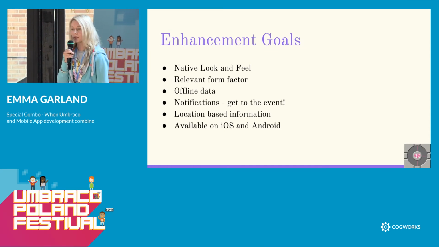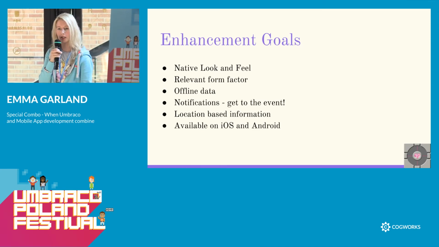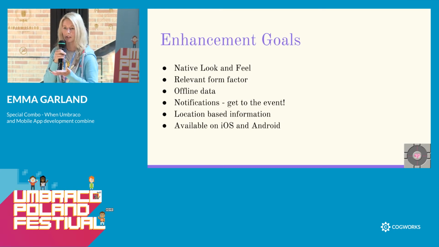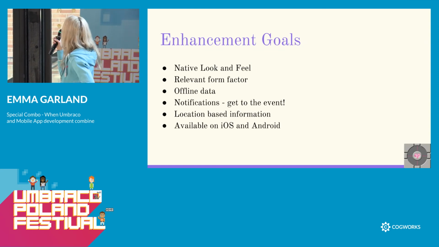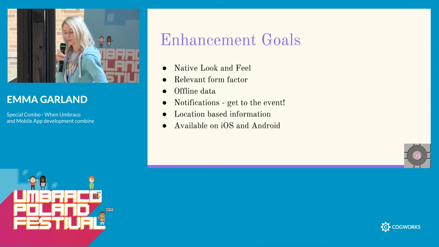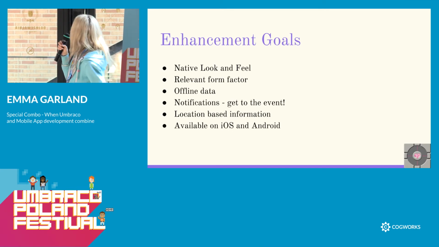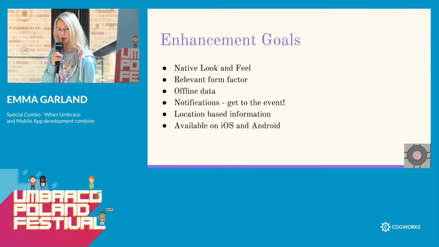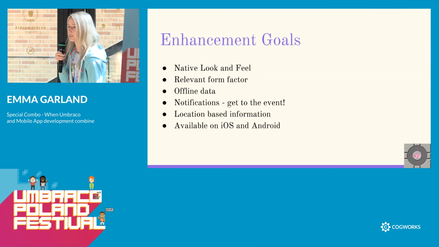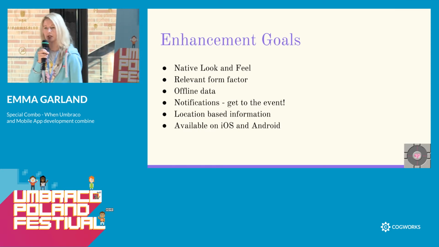We wanted to utilize notifications. We know from Umbraco what time the event's happening, so we could send a notification saying, right, you need to get to this place to make the event on time. And we wanted to use location-based information. Gloucester's not a huge city, but finding your way around can still be tricky, and you just want to have everything available in one place. So we wanted the latitude and longitude of every location for each event in Gloucester History Festival. And we also wanted it to be available on both iOS and Android.